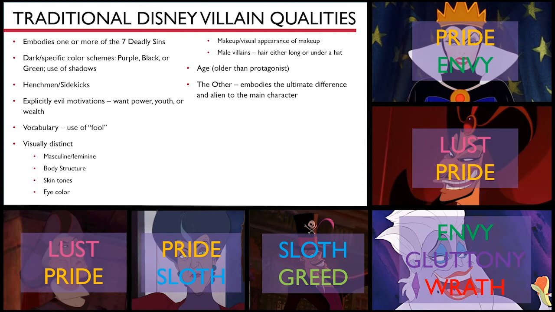For Frollo, we have lust and pride. I don't think anyone could argue against those, really. For Lady Tremaine, we have pride, and to a lesser extent, sloth. For Dr. Facilier, we have, to a lesser extent, sloth, but also greed. Ursula's the whole bevy of sins. Jafar, we also have lust and pride. And then for Evil Queen, pride, and her big one, of course, is envy.